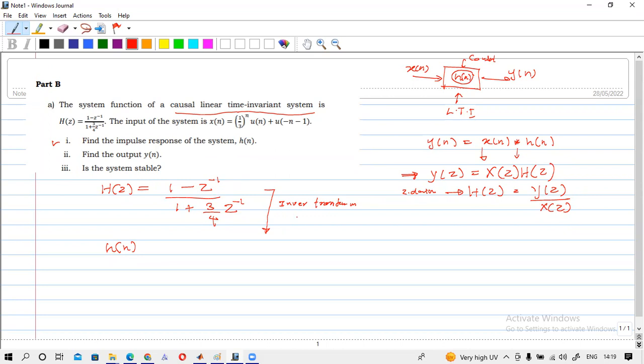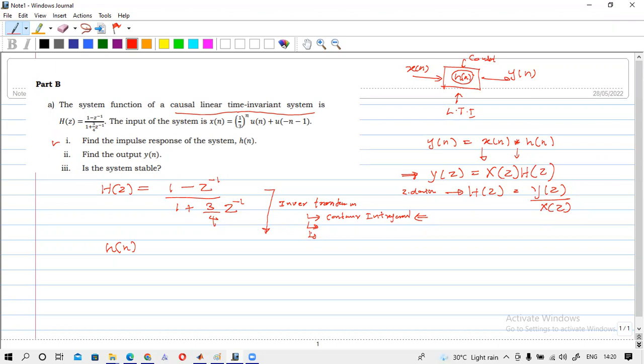We have three methods, can you remember? The first method is the standard method: contour integration, the contour integral. Any inverse Z transformation can be evaluated through this. So this is the standard method.